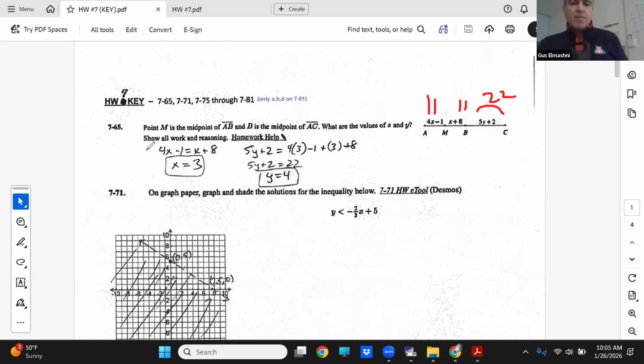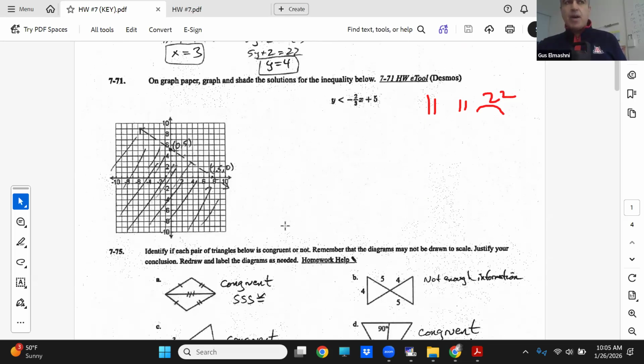Okay, next up for 771, you're asked to graph that. That's just like Algebra 1 skills. You guys have graphed lines before. You find the y-intercept of 5, do the slope, sorry, rise over run, down to the right 3. So you go down to the right 3. That should be a-okay.